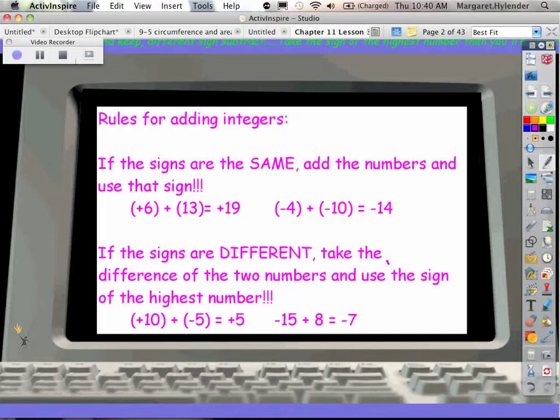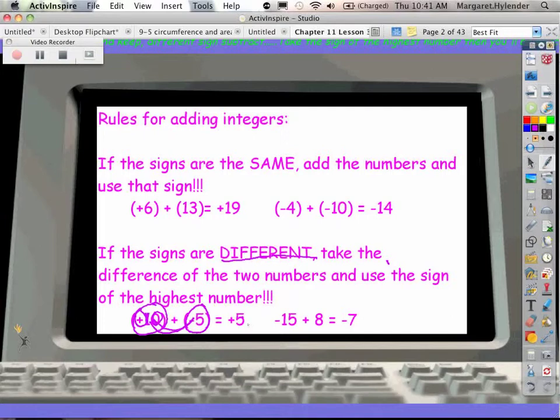So this is positive 10 and negative 5. So the signs are different. We're going to take the difference. What's the difference in 10 and 5? 5. And the sign of the highest number is 10. So it's positive because this 10 is the highest number.